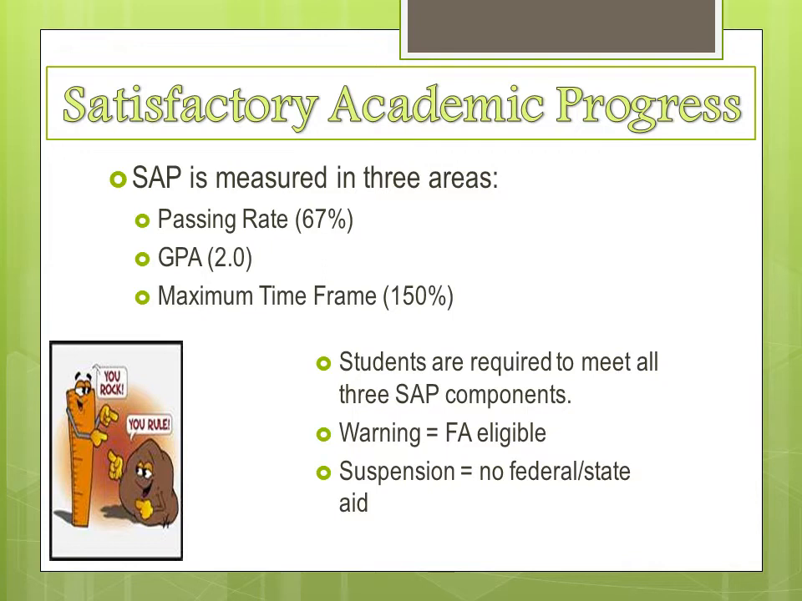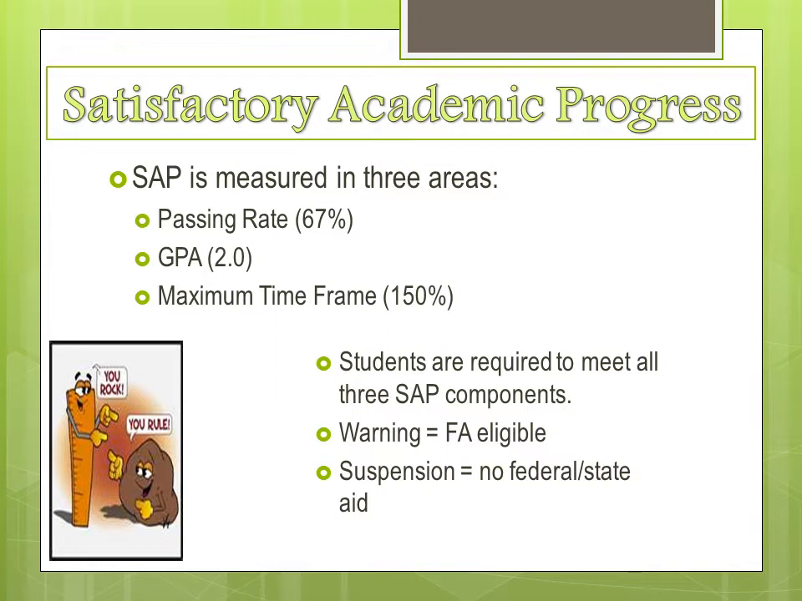Satisfactory academic progress is measured in 3 areas: passing rate, which is 67%, GPA, which is 2.0, and the maximum time frame, which is 150%. Students are required to meet all 3 SAP components. Upon failing any one of these SAP components, they will be placed on warning, and if they fail it again consecutively in a row, they'll be placed on suspension.